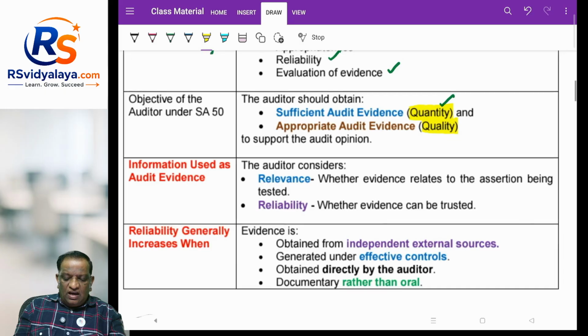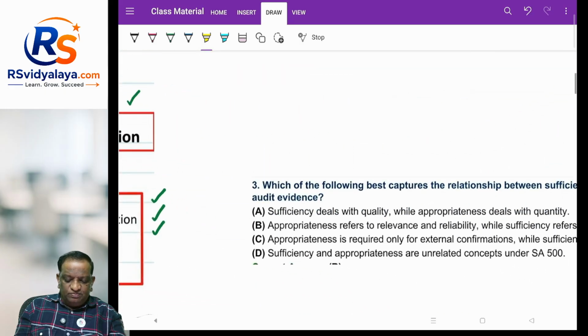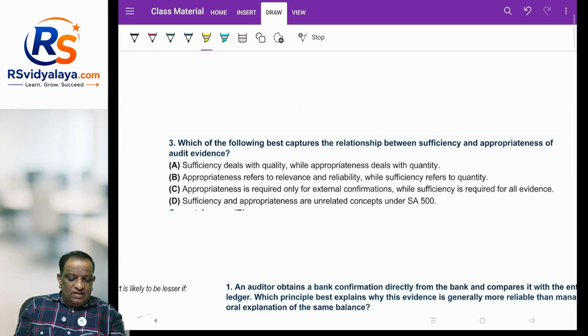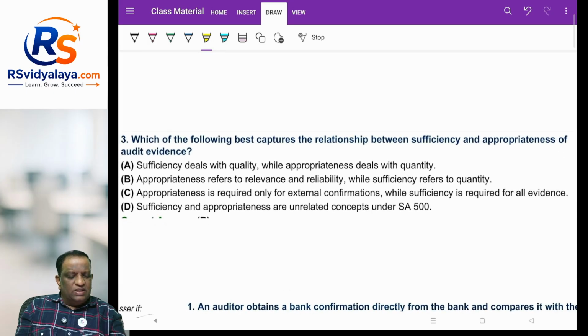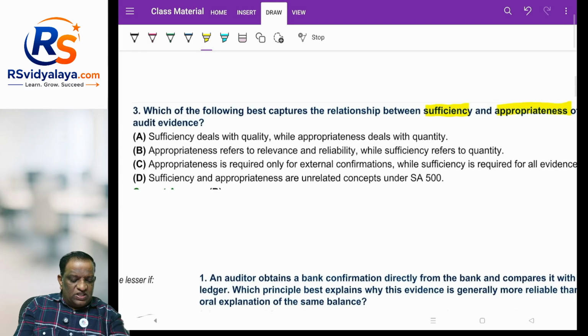On this, if we go back and see, he is asking questions. Let's say this is an MCQ. Though this is a basic one, when it is also a part of the final syllabus, we must cover this as well. Which of the following best captures the relationship between sufficiency and appropriateness of audit evidence? The first option: sufficiency deals with quality. Here itself you know sufficiency doesn't deal with quality, so this option is ruled out.